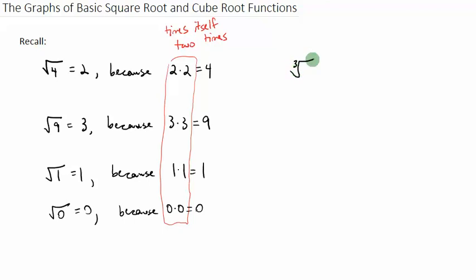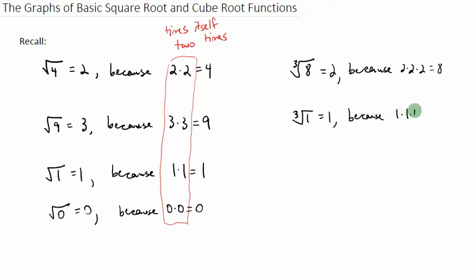If I have the cube root of 8, that is 2 because 2 times itself 3 times is 8. The cube root of 1 is 1 because 1 times itself 3 times is 1. The cube root of 27 is 3 because 3 times itself 3 times is 27.